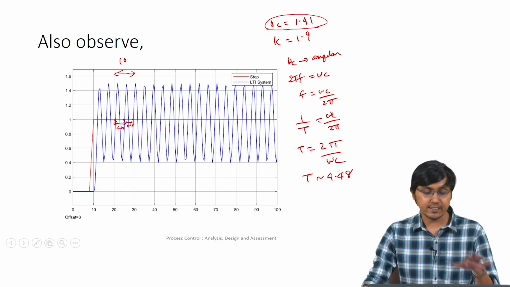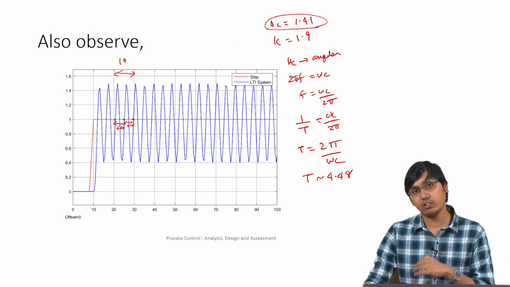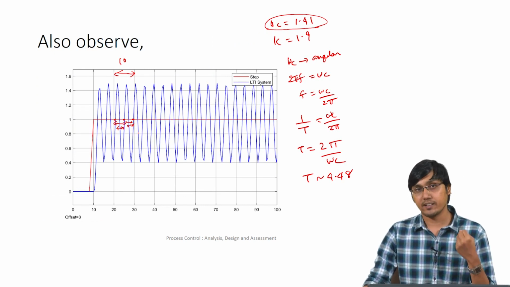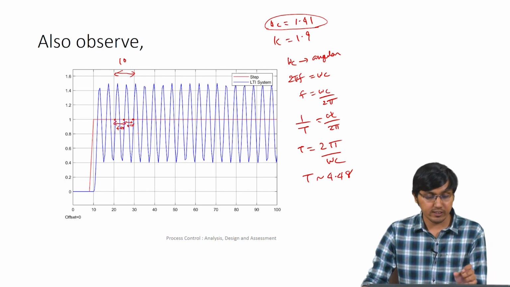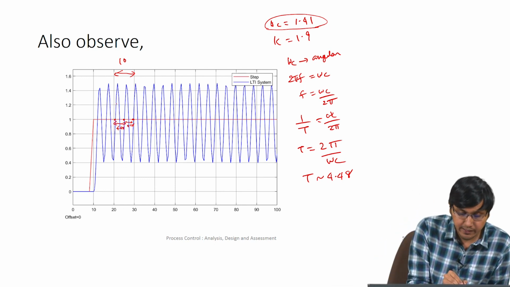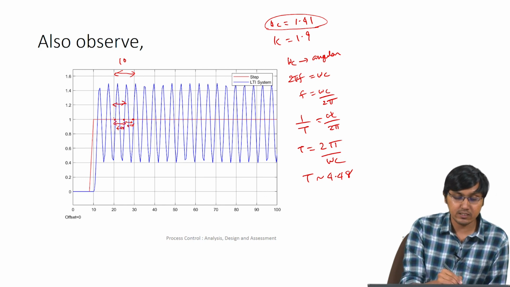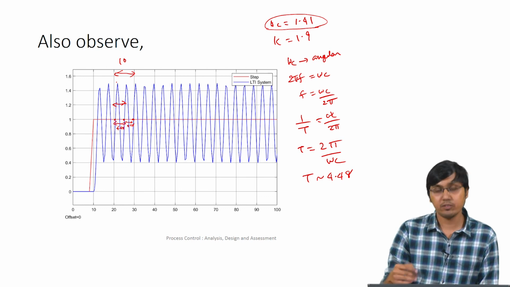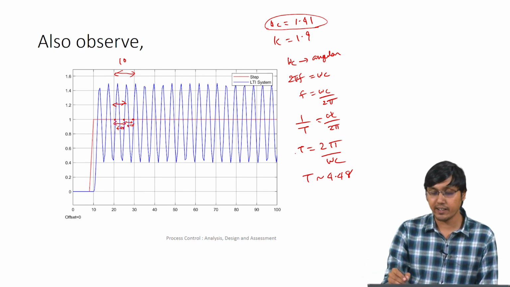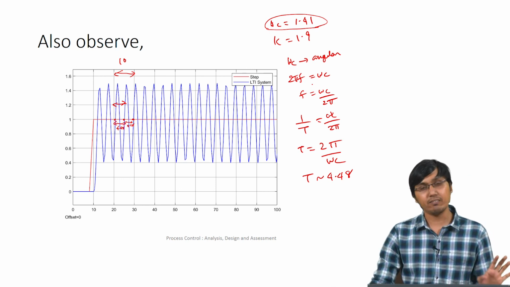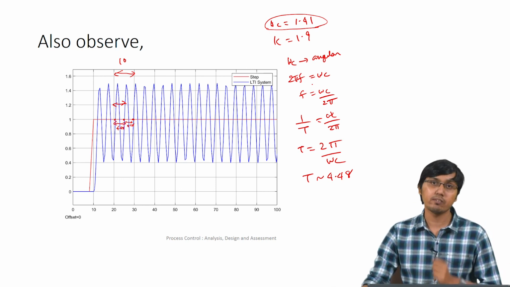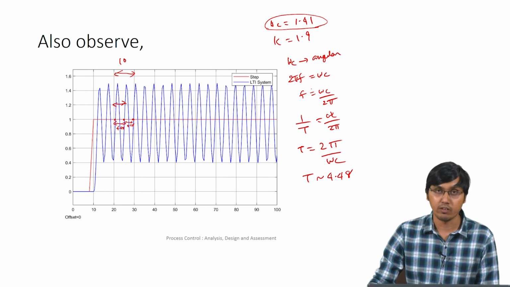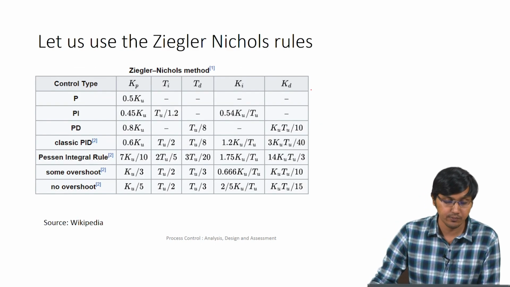Even if you plot and see, you will be able to find the value of the critical frequency. Even by plotting, you can find the time period of one sine wave here, and then with this time period you can find the critical frequency omega c by just back substituting. You know the time period, and then you can find omega c, and that should be around 1.41. So just remember, all these methods should give the same value. That's what we are seeing.